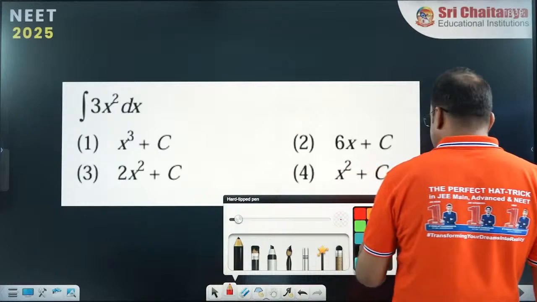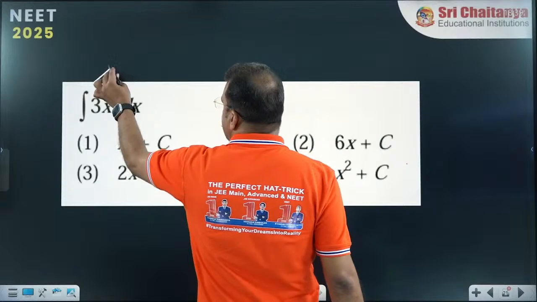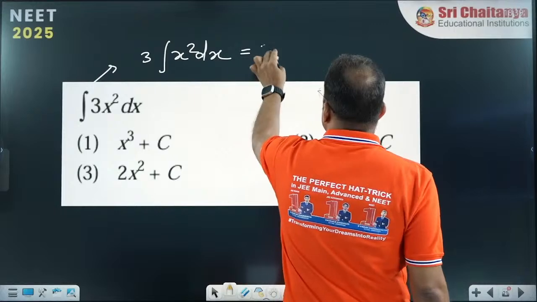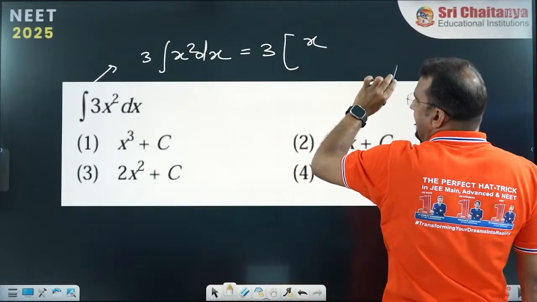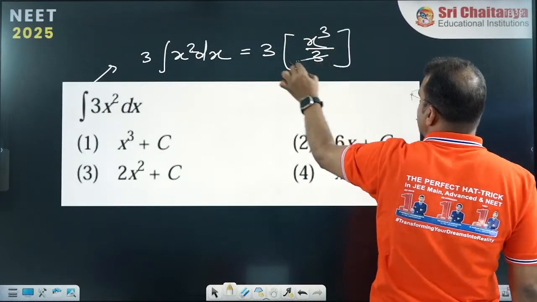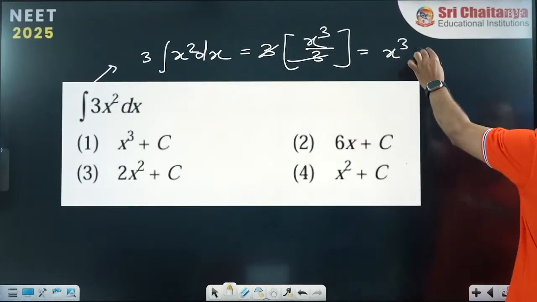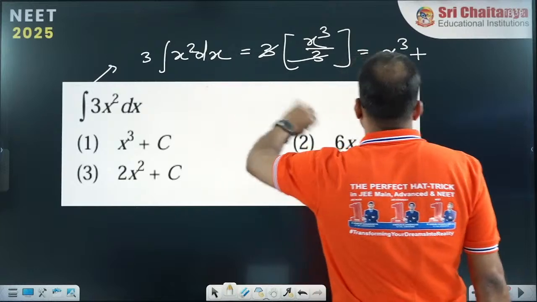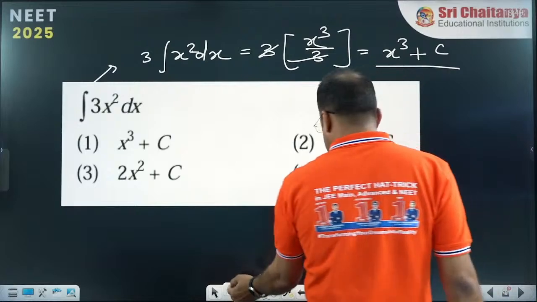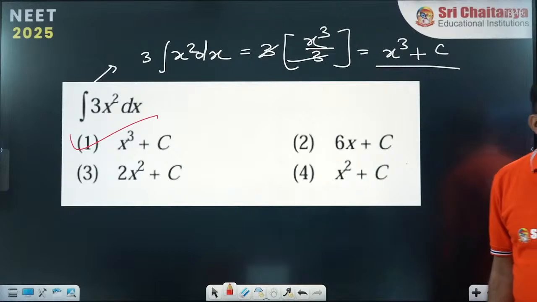What is the answer? See, 3 is constant, take 3 outside. Integration of x square dx. Apply power n plus 1 divided by n plus 1. That is 3 divided by 3, 3 is cancelled. This is x power 3. But is x power 3 definite or indefinite? No limits are there. That means plus c is going to be the right answer. X power 3 plus c. The first option is the right option. I think clear to everyone? Yes, very good.